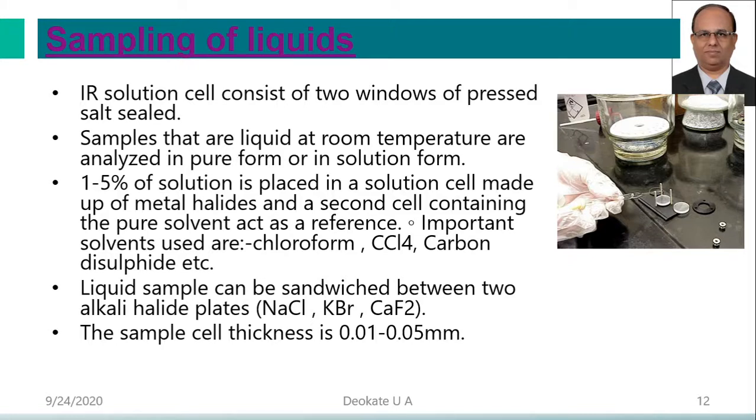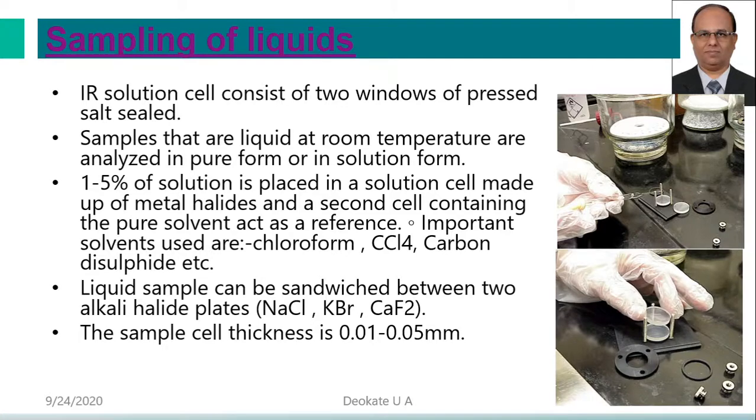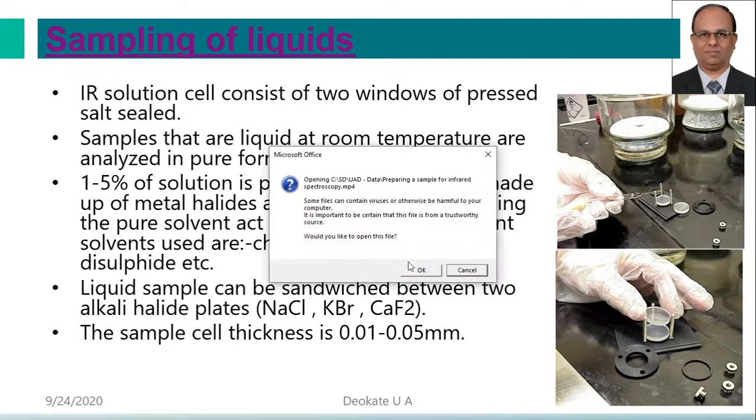See here in the picture, you can see the two KBr discs. The sample is to be dropped in this. This is the gasket which will decide how much distance there is between these two plates. So either we can have fixed path length cells, or variable path length cells between 0.01 to 0.05 mm. The other disc is to be placed, and then this whole assembly is to be held in the instrument. I will show you the video for this again. See the video.